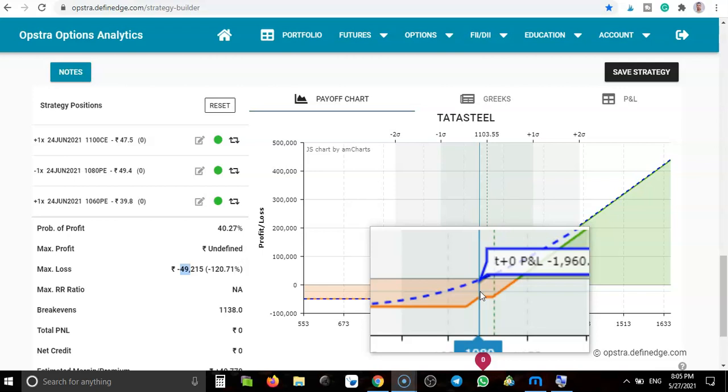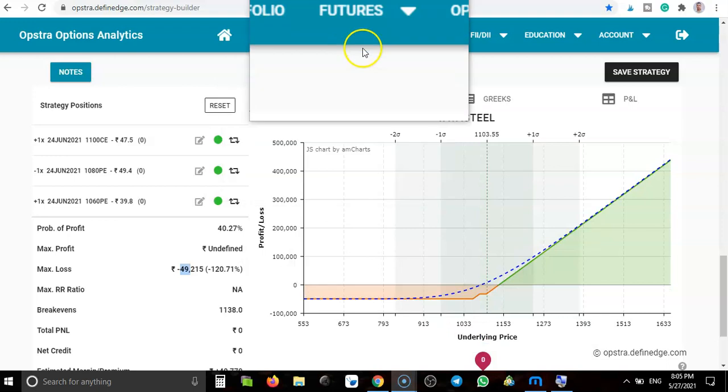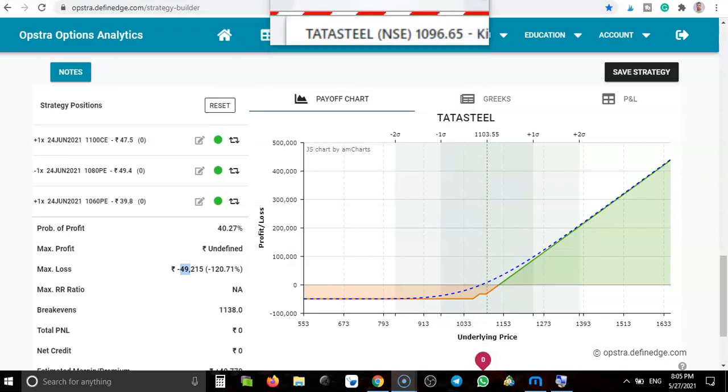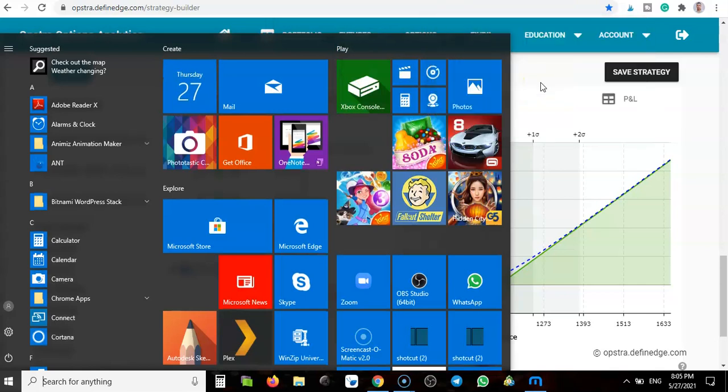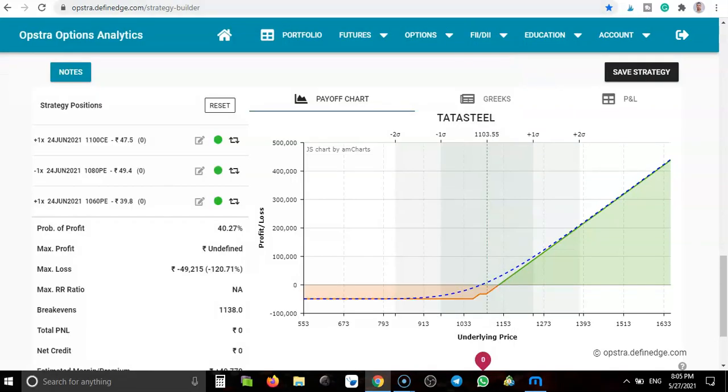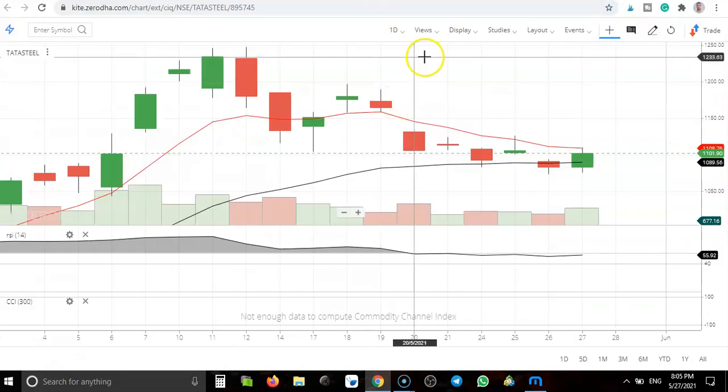If I hold my position till expiry, my loss is showing around 1,400, let's say 50,000. But remember, I never hold. If price goes against me to the level of 1080, I'll close my position by paying around 2,000. Where is my target? Let me show you. My target is somewhere around 1230.